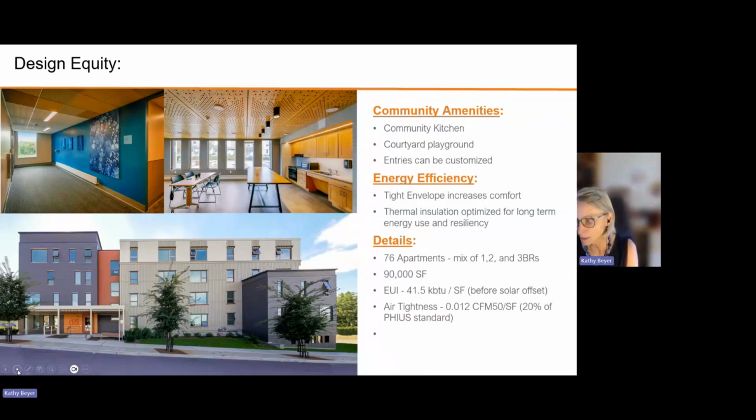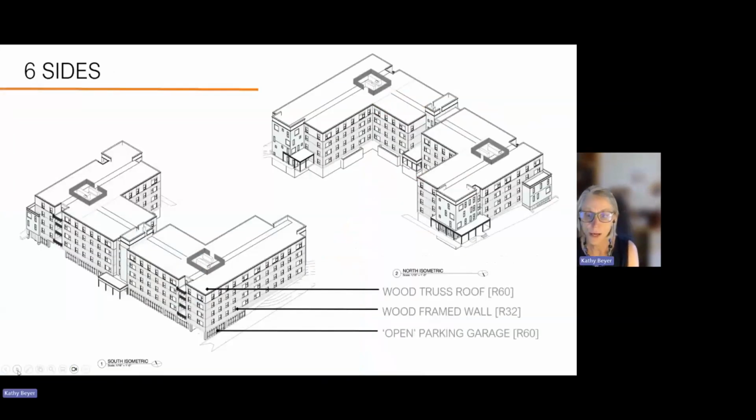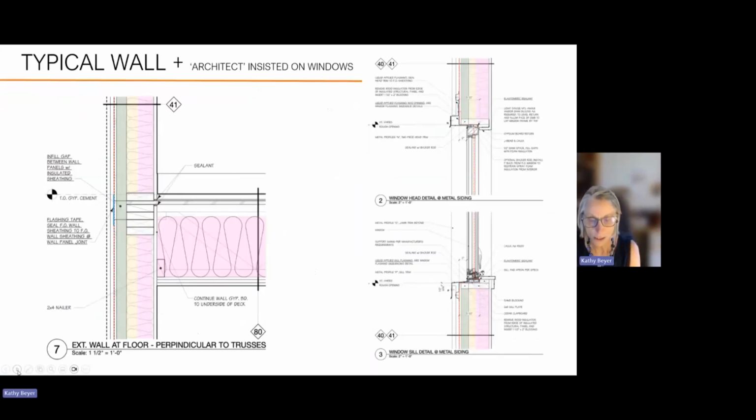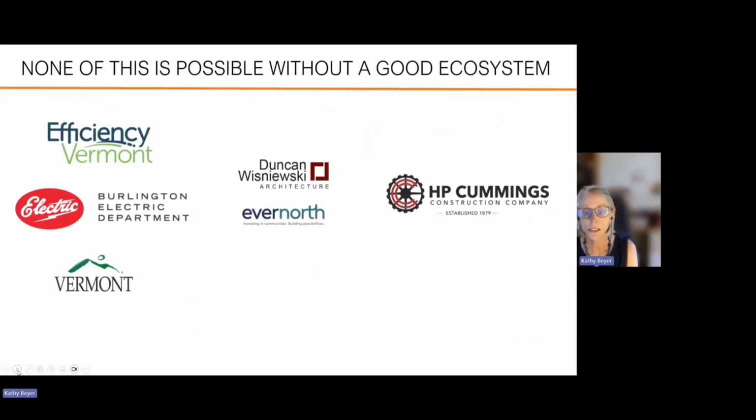Our high performance building included an R60 roof and garage ceiling and R32 walls. But the real key to the performance of the thermal shell is the attention to detail in air sealing, as documented in the drawings and as supported by what we call the ecosystem of our team, including our architect, Duncan Wisniewski Architects, and our contractor, HP Cummings, who completely signed on to our aggressive air sealing goal.